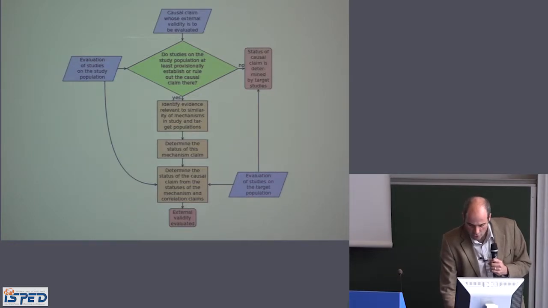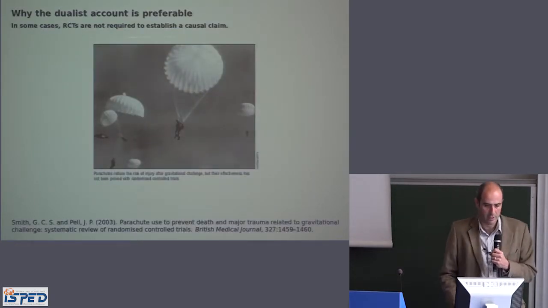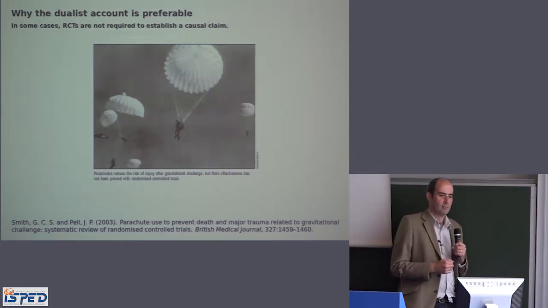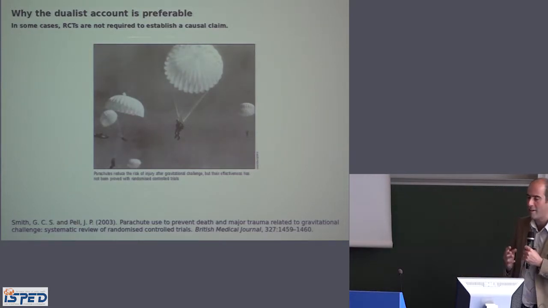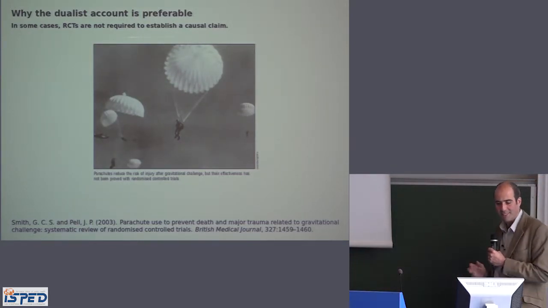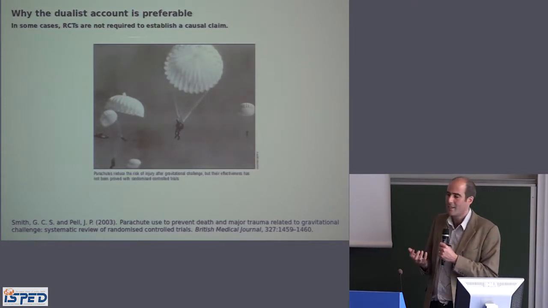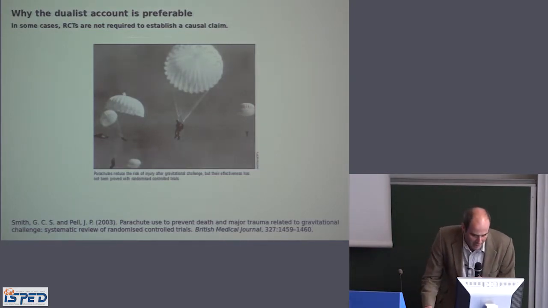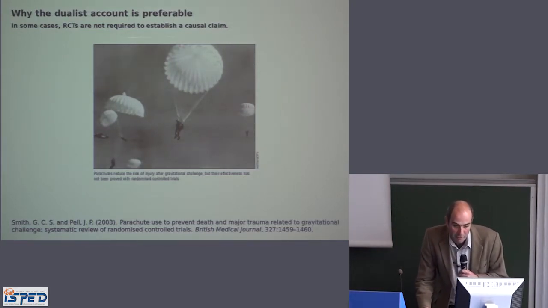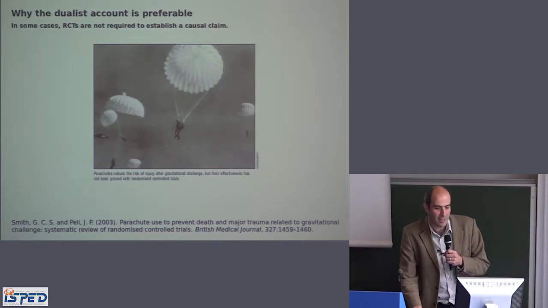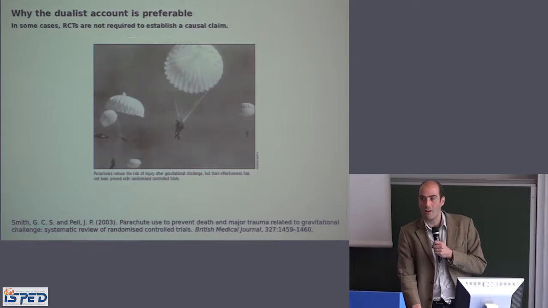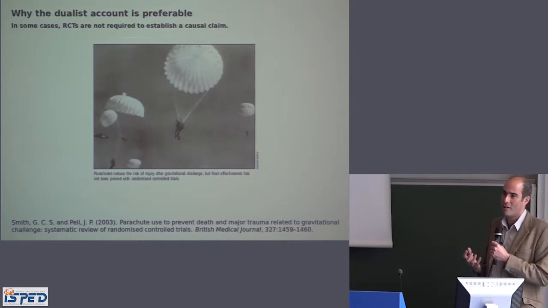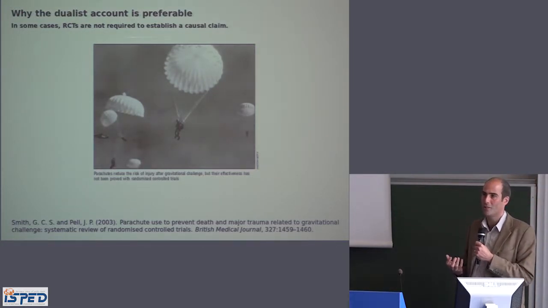Okay, I'll just finish off by giving some examples as to why a dualist account to causal inference is preferable over a monistic account. So I'll start off with this tongue-in-cheek study. You probably can't read the writing, but it says, parachutes reduce the risk of injury after gravitational challenge, but their effectiveness has not been proved with randomized controlled trials. This is a worry if you believe that randomized controlled trials are required to establish a causal claim.